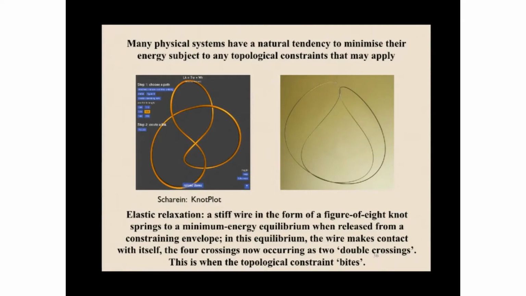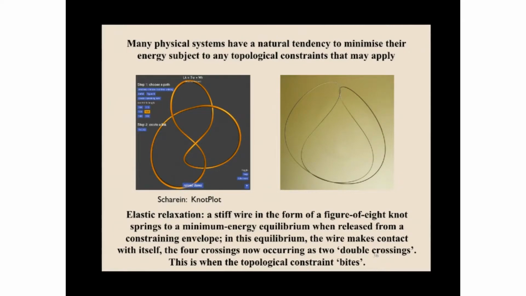Okay, well, many physical systems, as you know, have a natural tendency to minimize their energy, subject to any topological constraints that may apply. So, for example, if we take this figure of 8 knot, which comes nicely from Sharain's knot plot, it's a flexible wire, and you release it. Actually, I took it in this form and suspended it on a thread from the ceiling, and let it relax, and this is what it relaxes to. It comes into contact with itself at 2 points. So the 4 crossings now look like 2, with 2 that more or less coincide here, and 2 others coincide here. So that's, if you like, elastic relaxation.